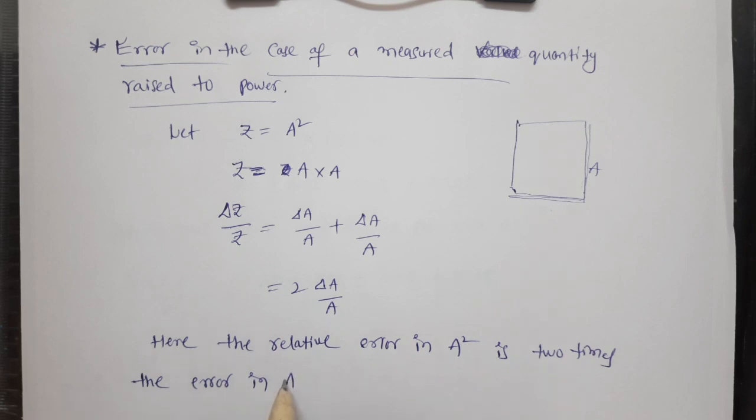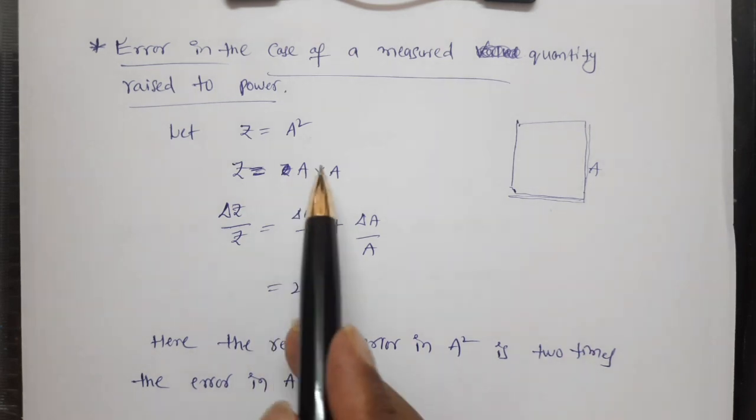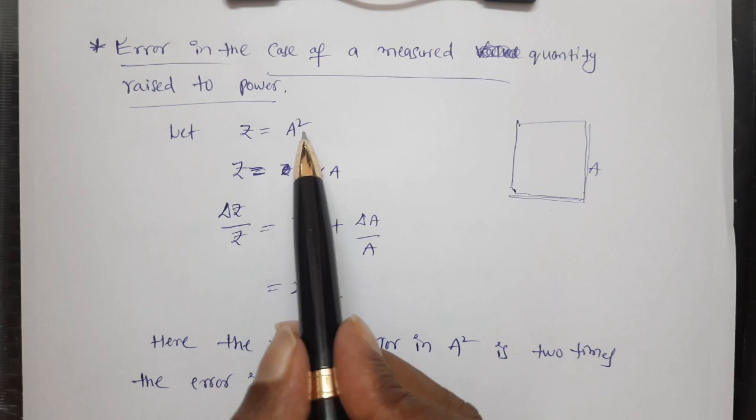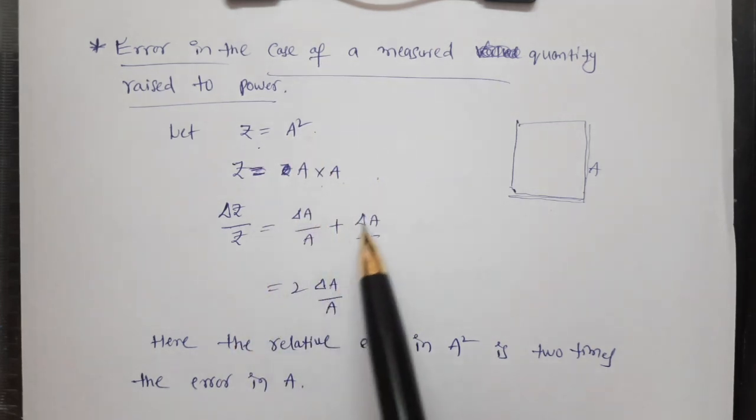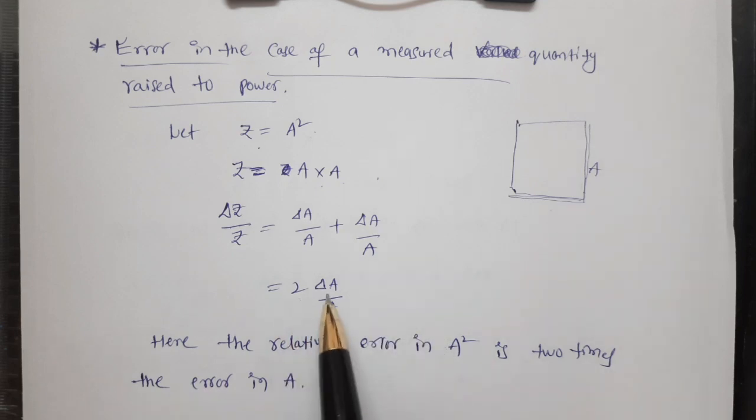Suppose we have a cube, z equal to a cube. What do we get? A into a into a, so we get delta a by a plus delta a by a plus delta a by a, which is 3 into delta a by a. Now using this relation, can we write a general expression? Yes.